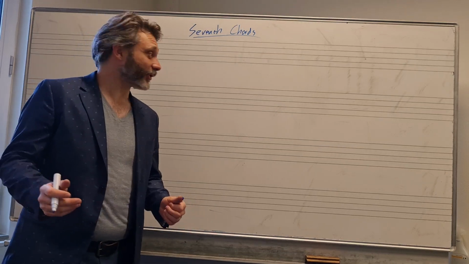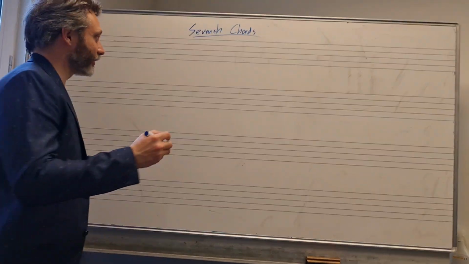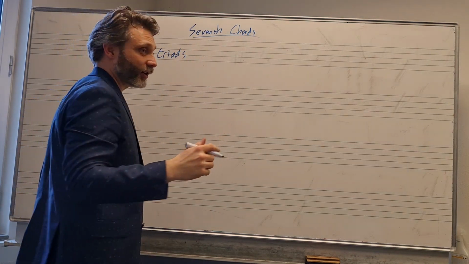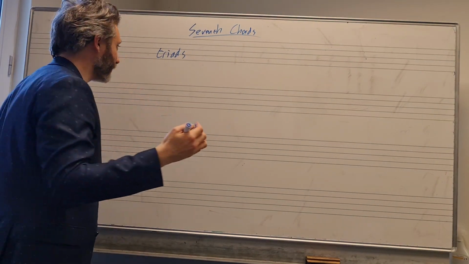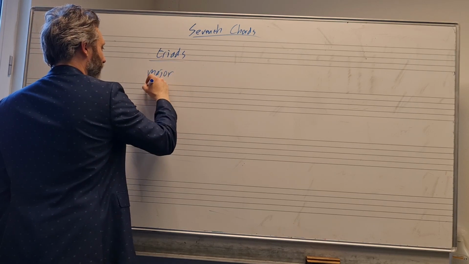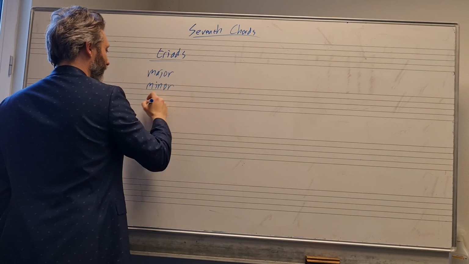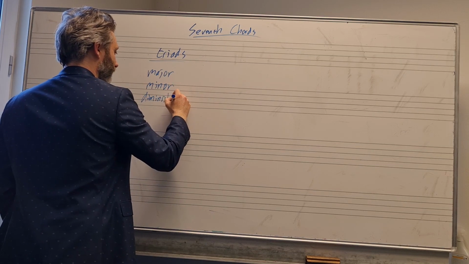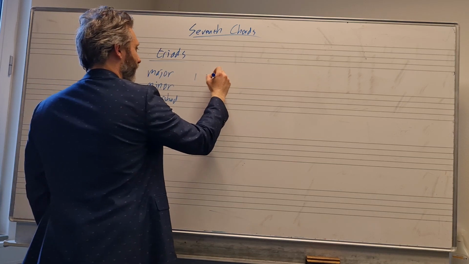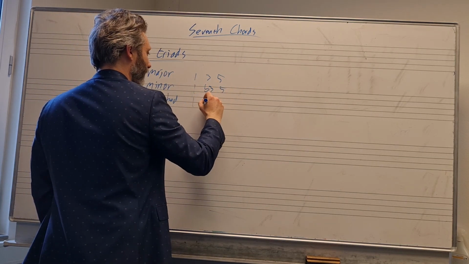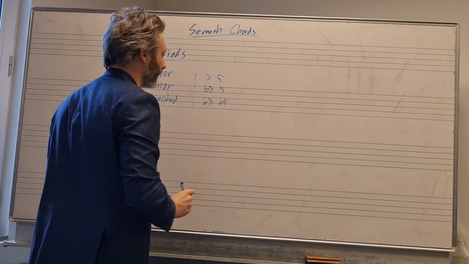Okay, seventh chords. Now, we are familiar with triads. Triads are chords that consist of three different notes. So that would be major, minor. We've also talked about diminished. Major being 1, 3, 5, minor being 1, flat 3, 5, and diminished being 1, flat 3, flat 5.